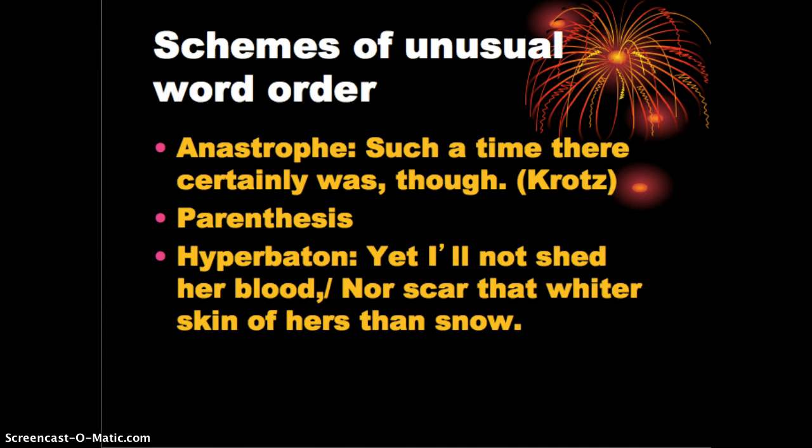Another thing that we need to examine would be schemes of unusual word order. This would be, here again, if we think about the analogy of a sentence being built like a house, the schemes of unusual word order would be where the placement of the brick and the mortar, so to speak, would go in the sentence, moving things around from the beginning to the middle to the end for emphasis or for other reasons. And we have examples here with anastrophe, parenthesis, hyperbaton.